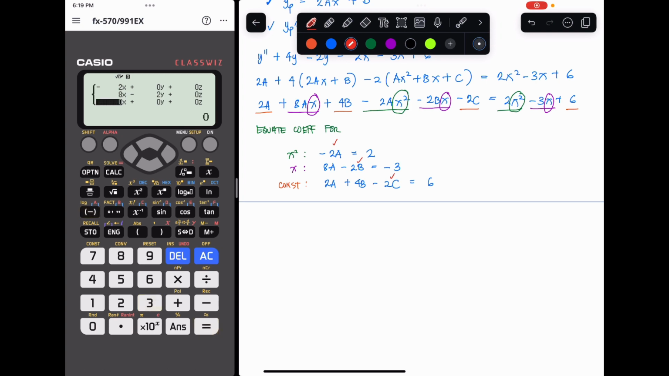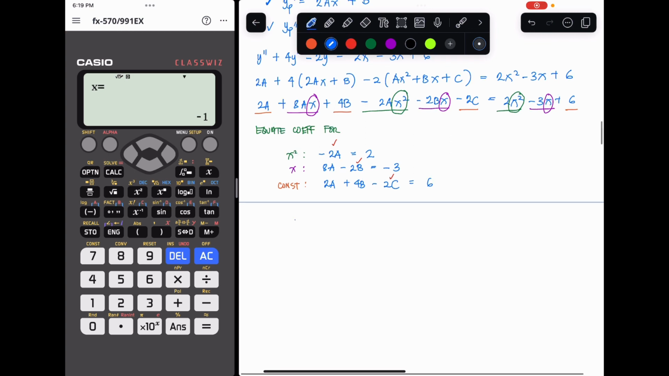And then for the constant part, we have 2a plus 4b. So we have 2 for x, y is 4, c is negative 2, and then the constant part is 6. So now we were able to enter all the coefficients. Once we press, the first thing there is our a. So a will be equal to negative 1.